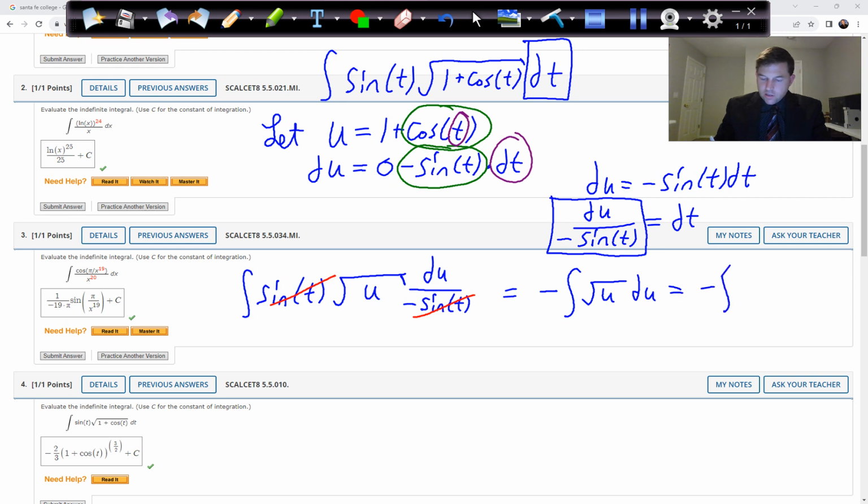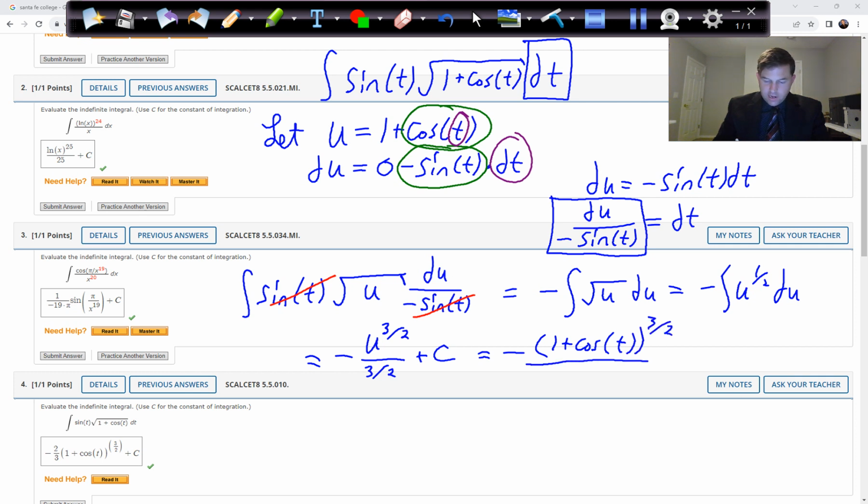Well, this is really, square root of u is u to the 1/2 power, and the antiderivative or integral of u to the 1/2 power would be u to the 3/2 power, add 1, divide by the same number, plus some constant of integration. But let's plug in what u was. u was 1 plus cosine t raised to the 3/2 divided by 3/2 plus c.